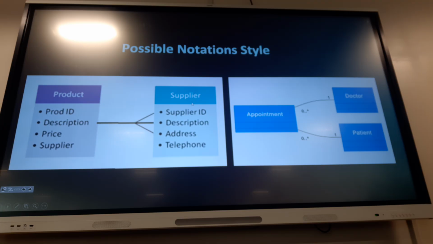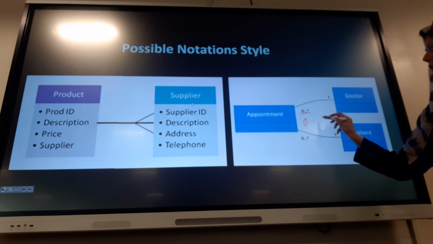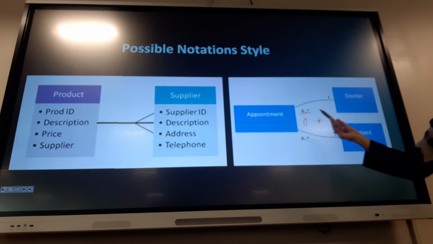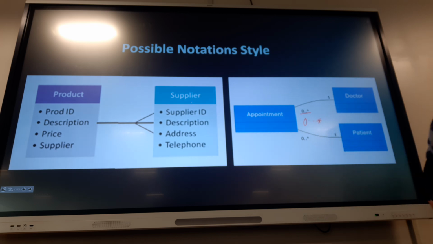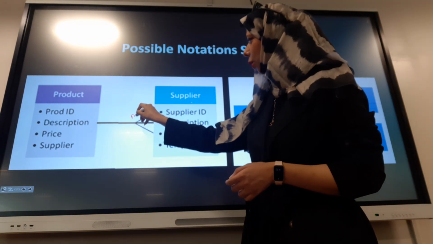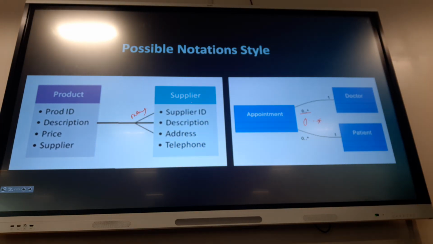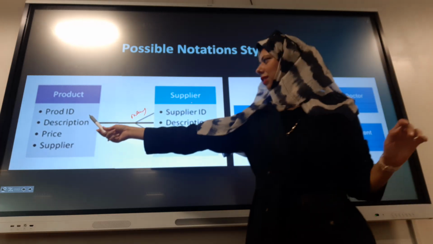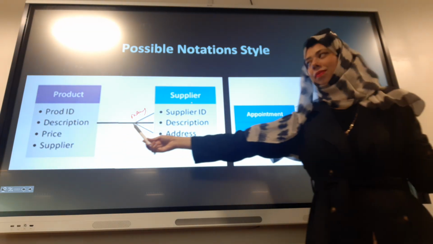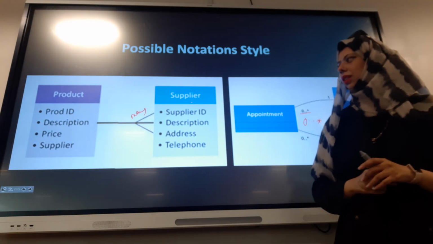So that's how we can see it now. This model uses the annotation we know. This is 0 asterisk, which is zero to many. This one is many. Who can read the model for me now, left to right? 1 to many. So a product has many suppliers, right?